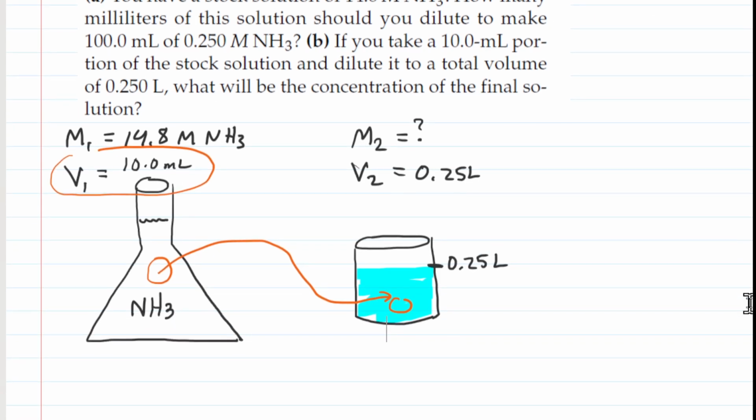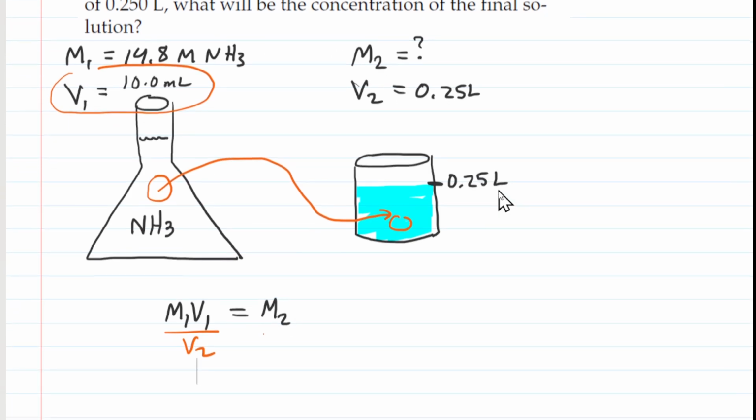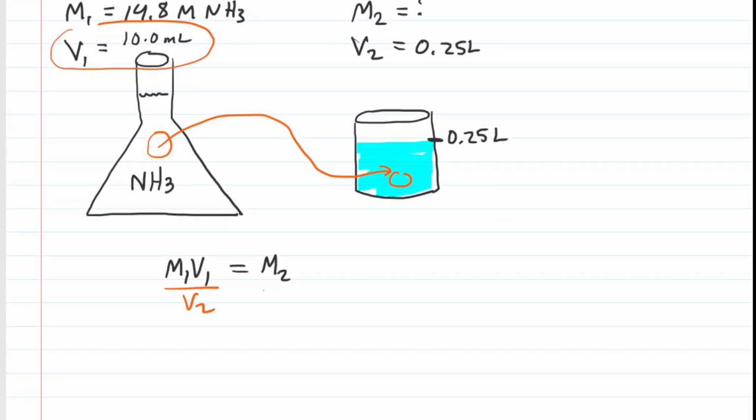And of course we can use the same formula. We're going to have to be a little bit careful with the units, as we'll see in a moment. But let's write down that formula again. This time we're solving for M2, so let's go ahead and divide both sides of the formula by V2 so that the V2's cancel on the right-hand side. So this would be our final version of the equation, but where we need to be careful again is with the units. So if you start plugging in, you'll have 14.8 molar for M1.